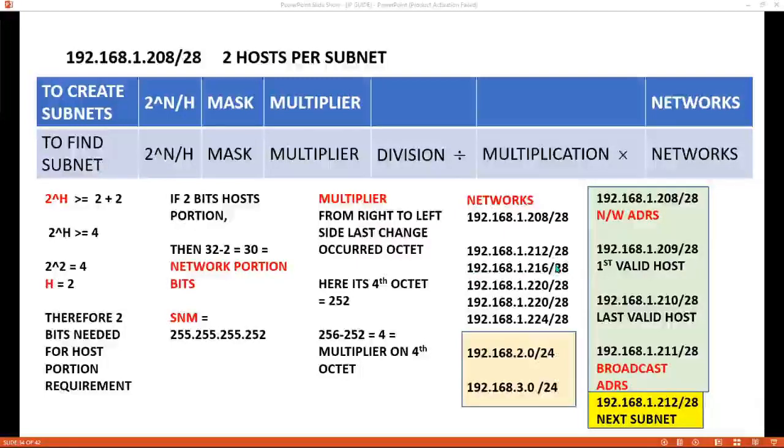So in order to find that, there is another calculation. You are going for 2 to the power nh mask multiplier, then division, multiplication, then networks. Okay, in between your multiplier and networks you are adding 2 things, which is division and multiplication. Okay, I will explain it.